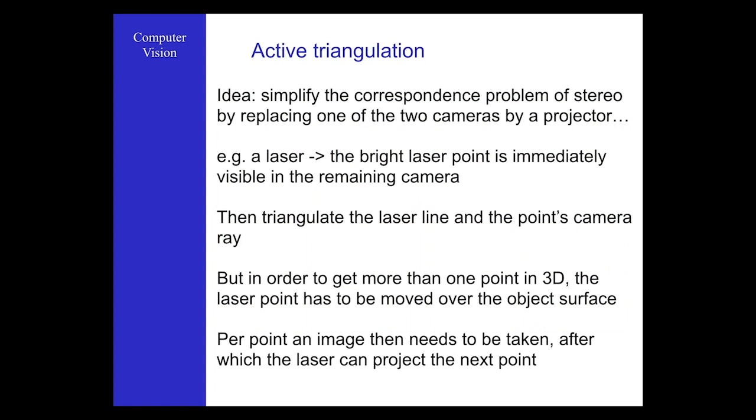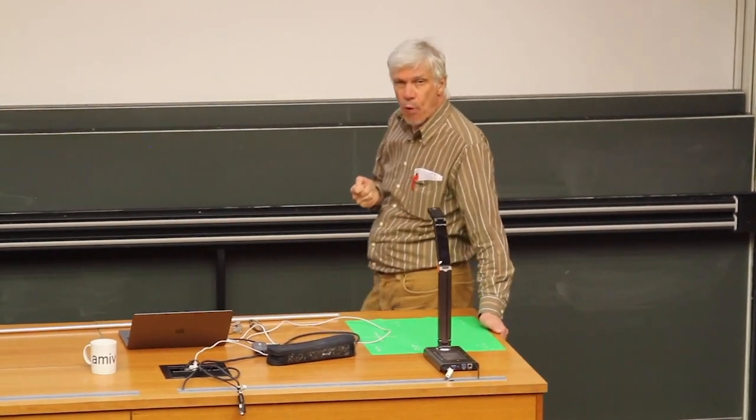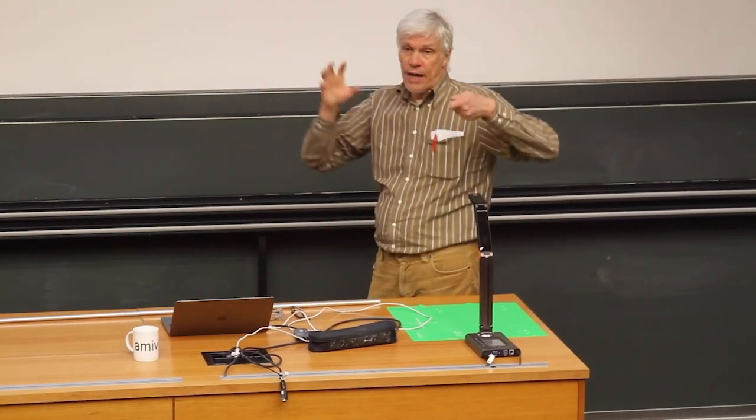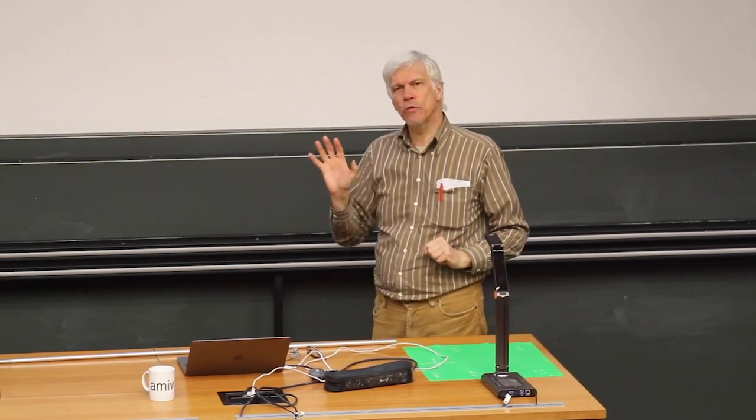Now, looking at stereo, the hard problem was finding the corresponding points. So here's now the idea. Suppose I replace one of the two cameras in my stereo system by a projector, for instance, a laser pointer. So I have my laser pointer and a camera. My laser projects into the scene, and there will be this bright laser spot somewhere that I don't find difficult to find in my image.